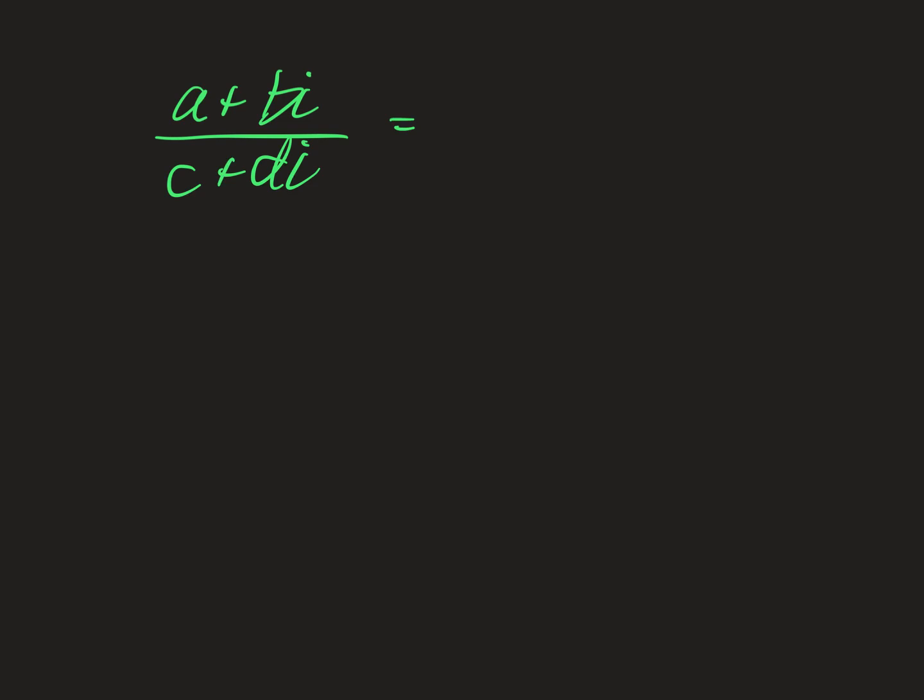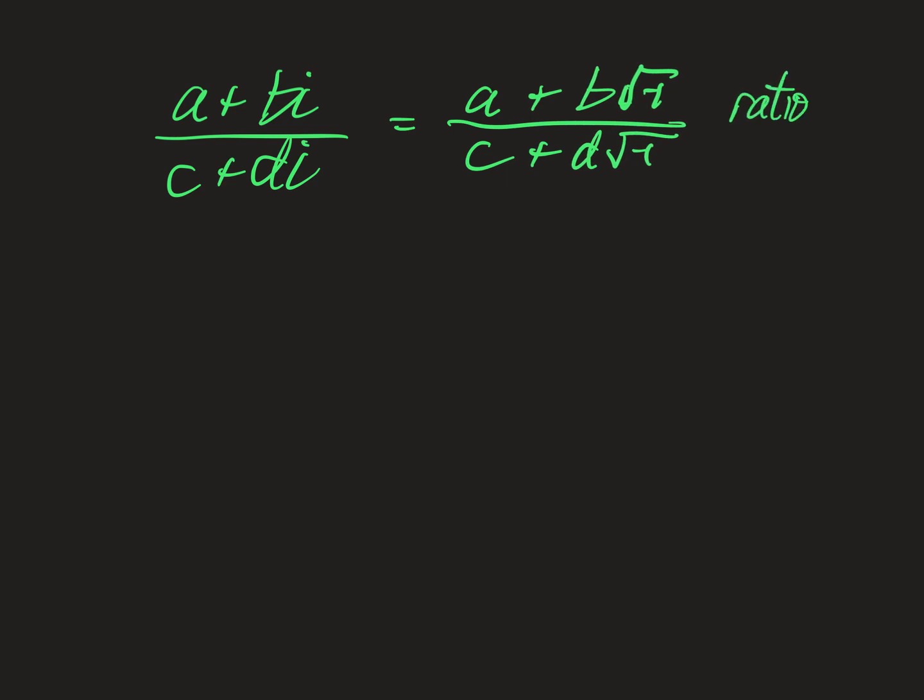So when we divide, you get a plus bi over c plus di, which is a plus b times the square root of negative 1 over c plus d times the square root of negative 1. So the real issue here with division is we need to rationalize the denominator. We need to get rid of the square roots. That's what's considered simplest form. And the way we do that, if you remember, how do we get rid of a square root in the denominator?